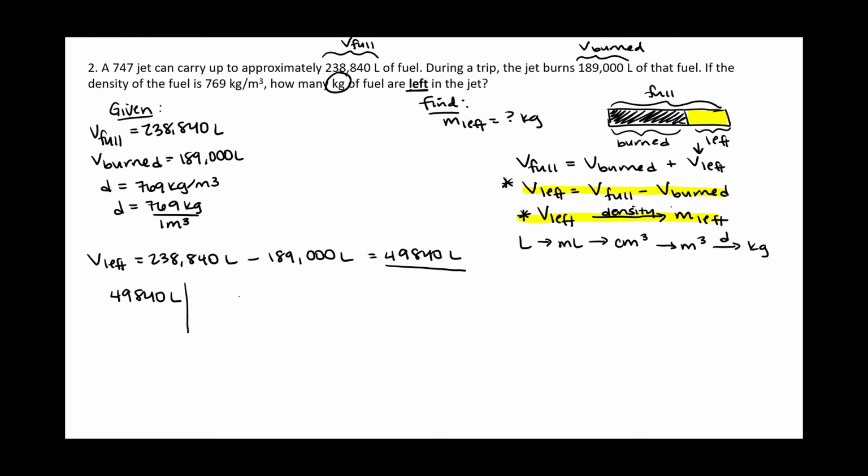So using this volume, rewriting it down here so I have more room, I'm going to convert from liters to milliliters. To do that, I can put my milliliters on the top, my liters on the bottom. My liters will cancel. Next, I can convert from milliliters to centimeters cubed. That's just 1 to 1. Next, I can convert from cubic centimeters to cubic meters.